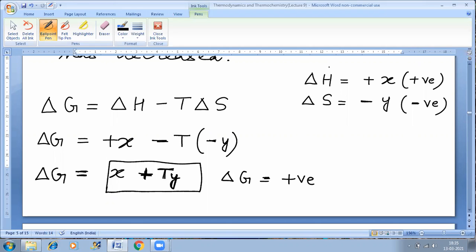Which means that if delta H is positive and delta S is negative, then delta G is always going to be positive, irrespective of the value of temperature. Because here, if you put low temperature, then also this is going to be positive. If you put a high value of temperature, then also the value of delta G is going to be positive. So, irrespective of the value of temperature, the value of delta G is always going to remain positive. If delta G is positive, the process is non-spontaneous.